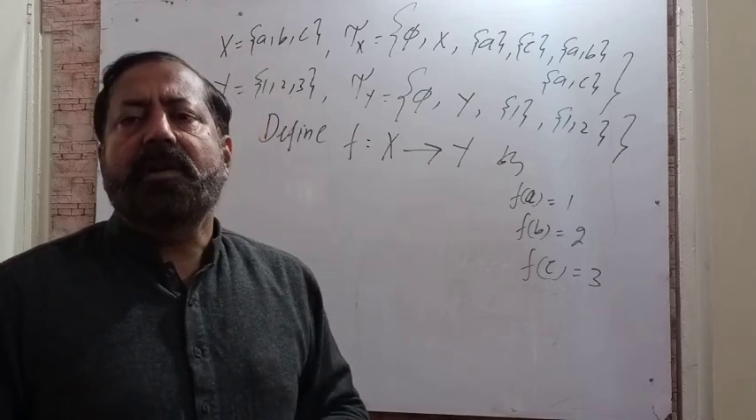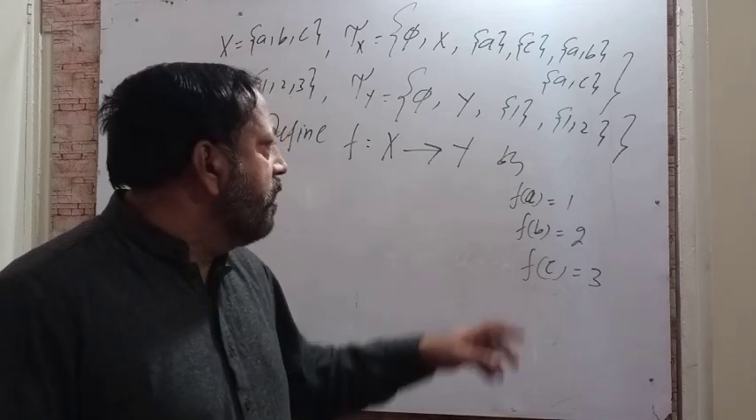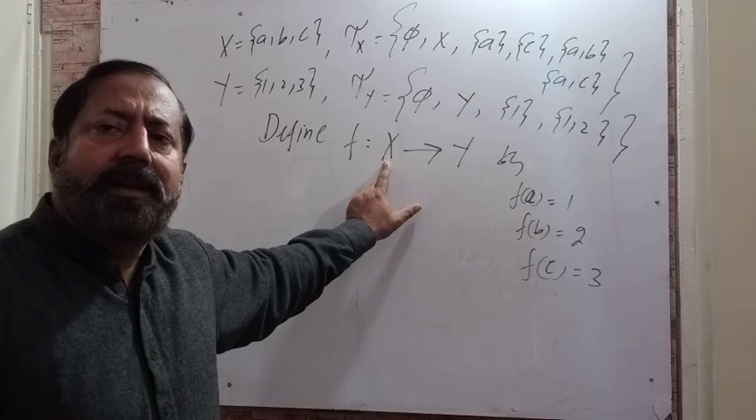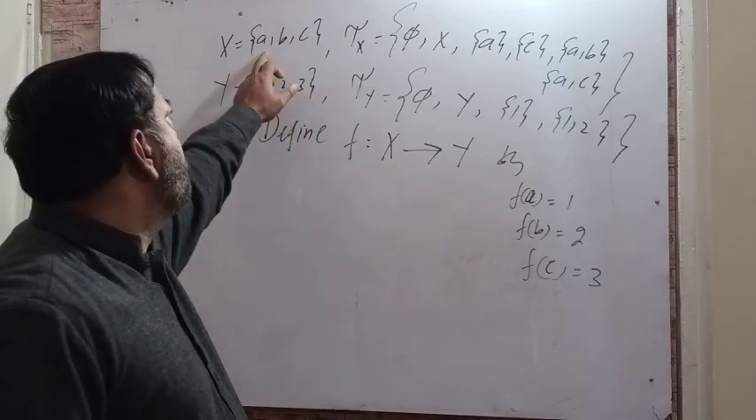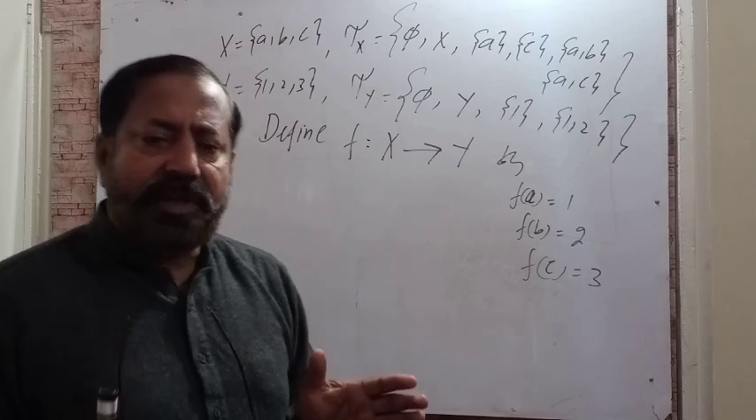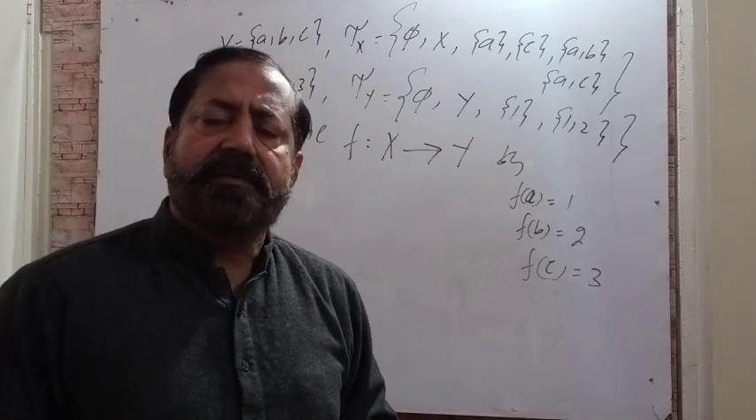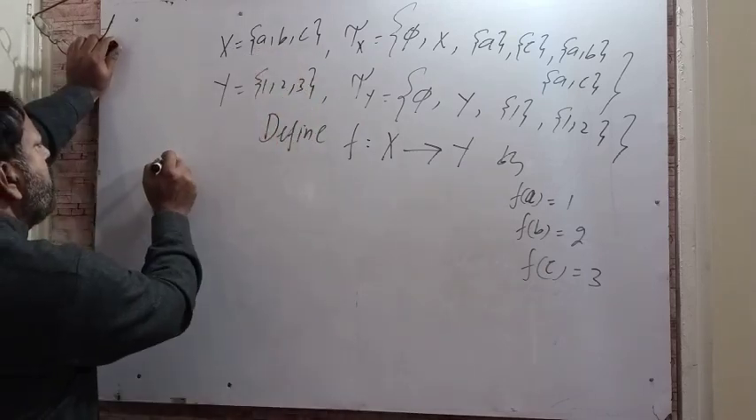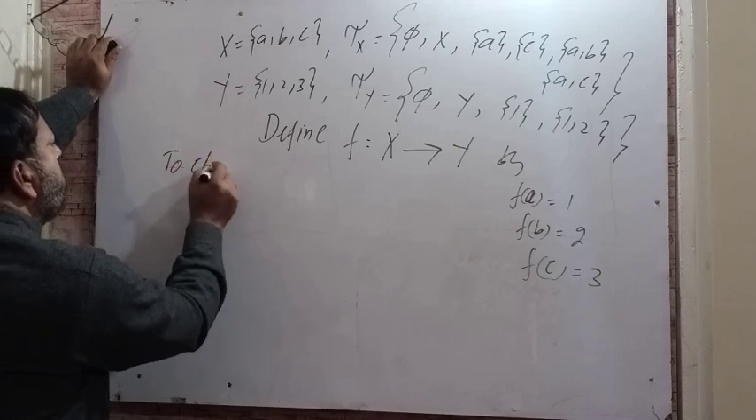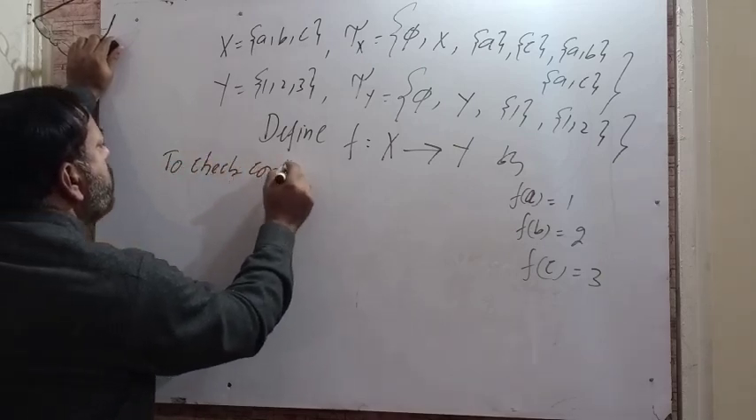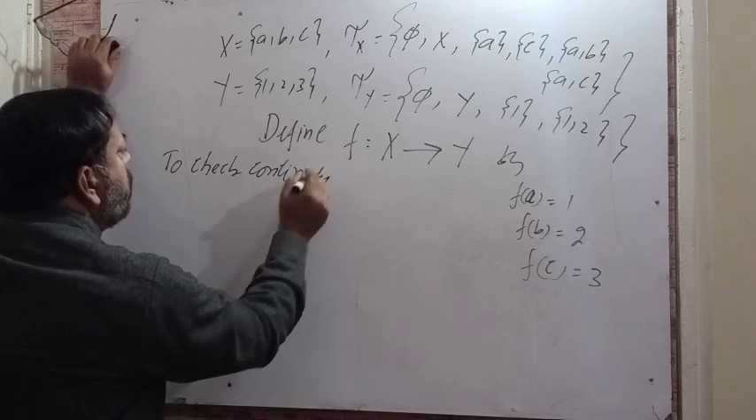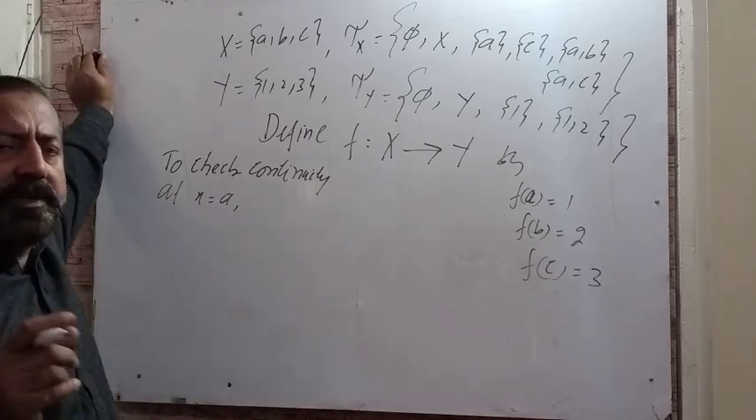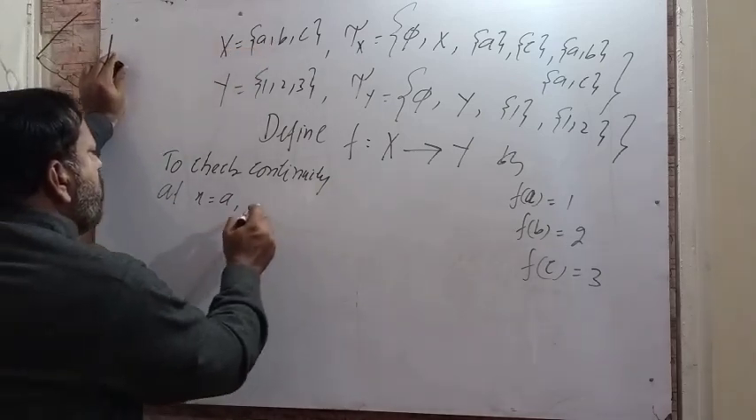So you have to check for a, then for b, for c, because the function is from X to Y, and X has 3 points a, b, c. So that's why I need to check turn by turn. I need to check first for x = a. To check continuity at x = a, first we will check continuity at x = a.